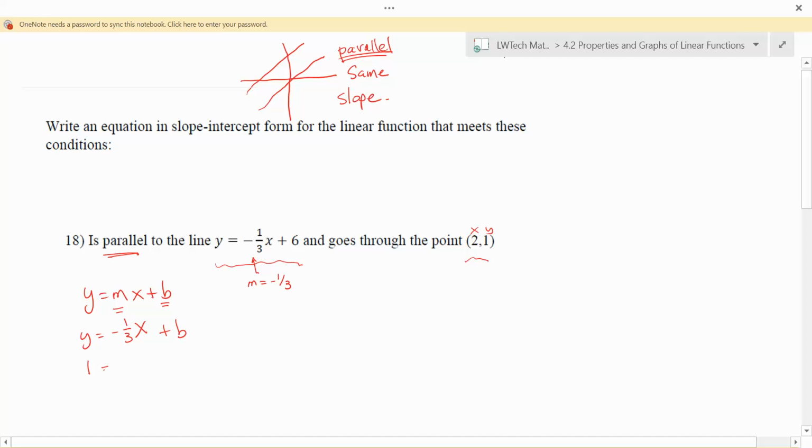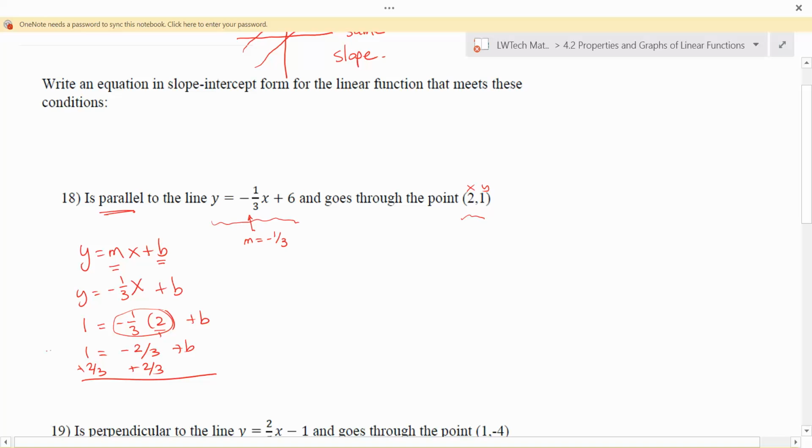So I end up with 1 equals negative 1/3 times 2 plus b, and now I need to solve this equation for b. As always, I'll be able to combine these numbers here. Negative 1/3 times 2 is going to give me a negative 2/3 plus b, and then I just need to add 2/3 to each side. Keep in mind, if we're getting a common denominator here, this would be 3/3 plus 2/3, which would give me 5/3 as my solution for b.